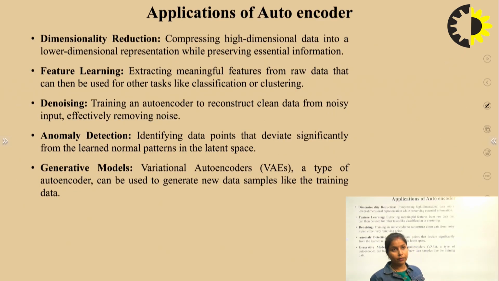Applications of autoencoders are dimensionality reduction, like compressing high dimensional data into lower dimensional data while preserving the essential information. Feature learning, extracting meaningful features from raw data that can be used for other tasks like classification or clustering. Denoising, training an autoencoder to reconstruct clean data from noisy input, effectively removes noise. They are also used for anomaly detection and generative models.